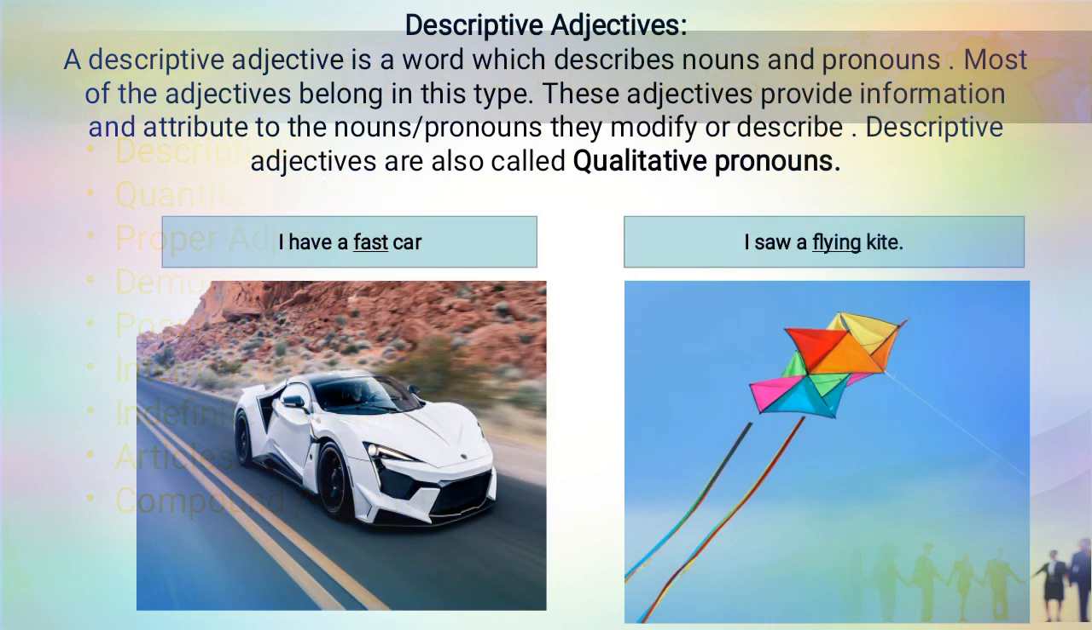First is descriptive adjectives. A descriptive adjective is a word which describes nouns and pronouns. Most of the adjectives belong to this type. These adjectives provide information and attributes to the nouns or pronouns they modify or describe. Descriptive adjectives are also called qualitative adjectives. Examples are: I have a fast car. I saw a flying kite.